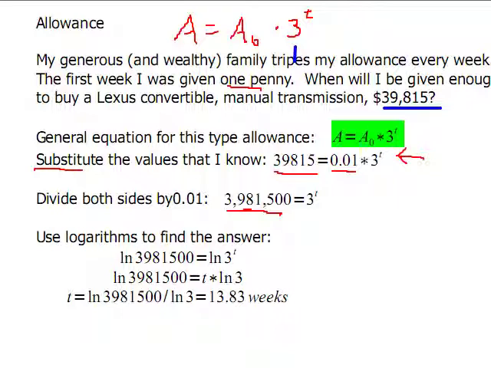But now that I have this problem, I'm going to take the log of both sides. I could take log, I could take ln, and I would get the same answer. But here I've taken ln. So I take the natural log of this almost 4 million equals the natural log of 3 to the t. t is up in the exponent, the t comes down as a multiplier. And then I isolate t by dividing both sides by the natural log of 3 and find that it's almost 14 weeks, maybe more than I can bear, to wait to buy this Lexus.